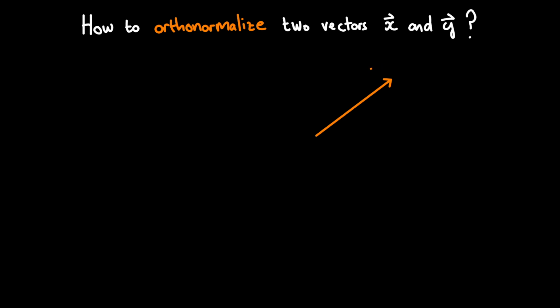So let's call this one here x. And we're given a vector y. But they're not orthogonal. This angle here is not 90 degrees. But we can make an orthogonal vector to y from both of these with just a linear combination. So how do we do that?